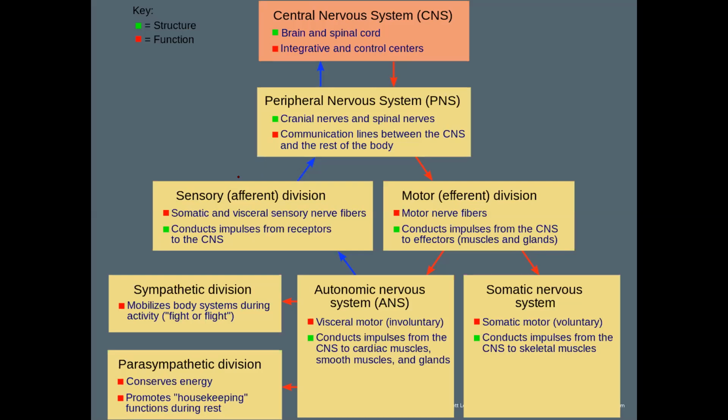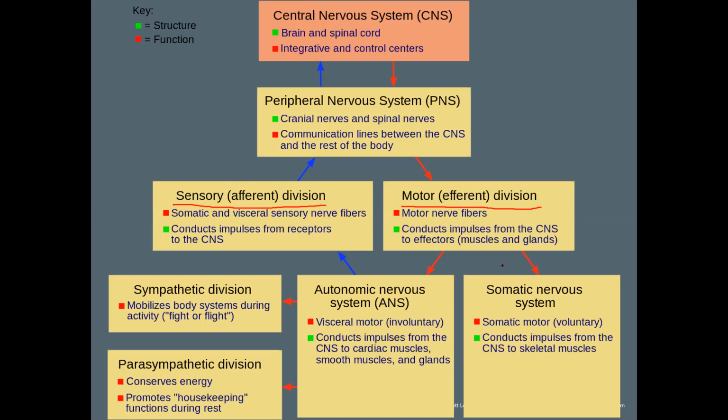We have the sensory division, and that would be somatic and visceral sensory nerve fibers. And what does that do? Conducts impulses from receptors to the central nervous system. We have motor, or efferent. Sensory is afferent. The motor nerve fibers conduct impulses from the central nervous system out to your muscles and glands.